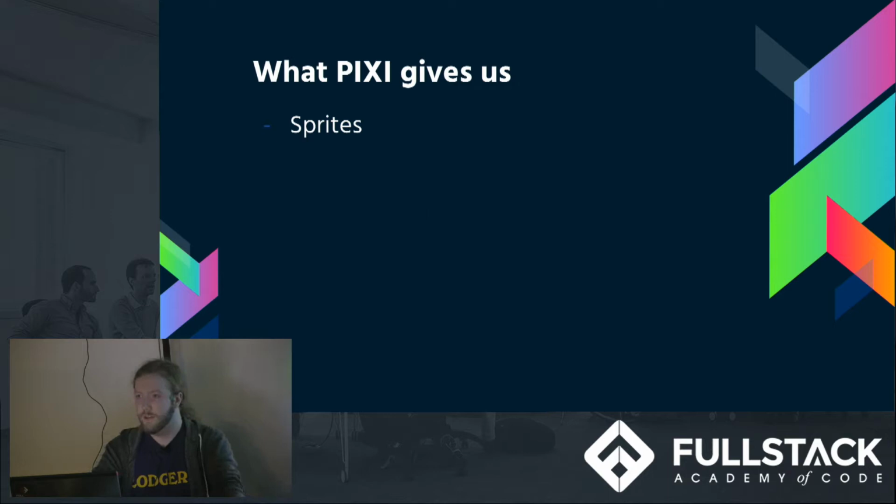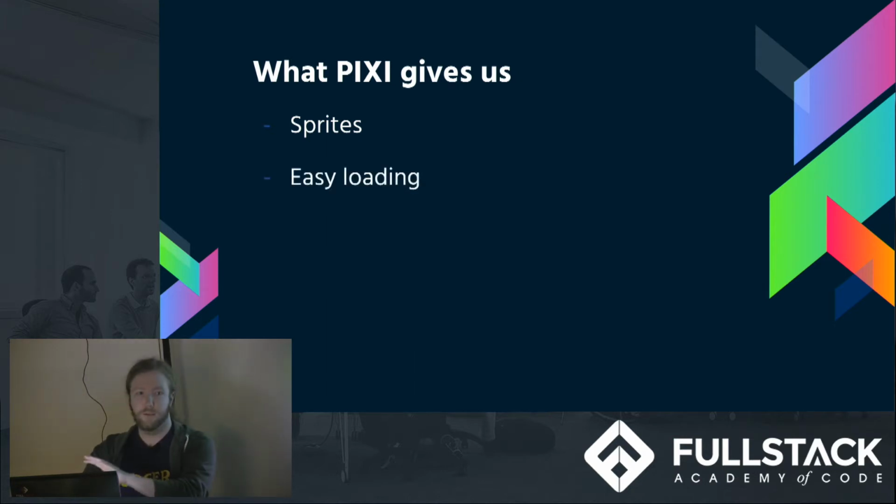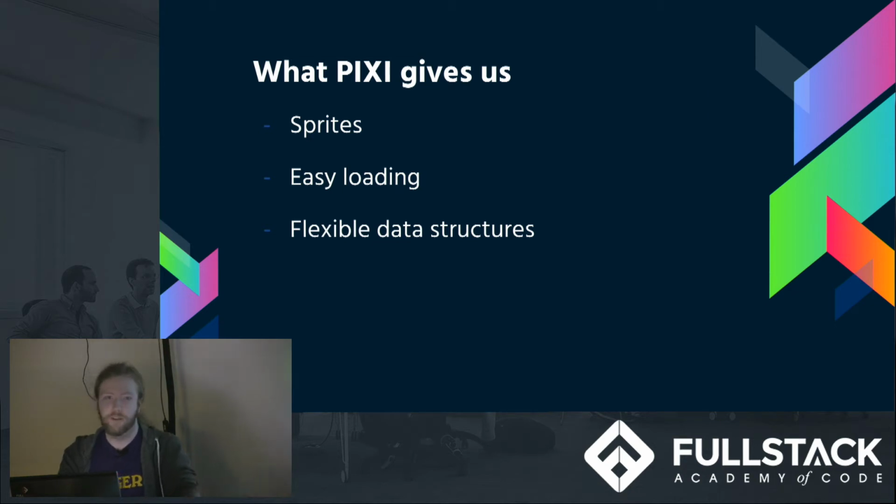Sprites. Sprites allow us to essentially create a texture that we can display to the screen, and it has basic transforms such as rotation and translation, and you can tint it and change the transparency of it. The beautiful thing about PIXI is the ease of loading in assets to it. You can load in pictures, sprite sheets, and JSON objects, which are called texture atlases, which I'll show you briefly when I go over examples. Very flexible data structures it gives you.